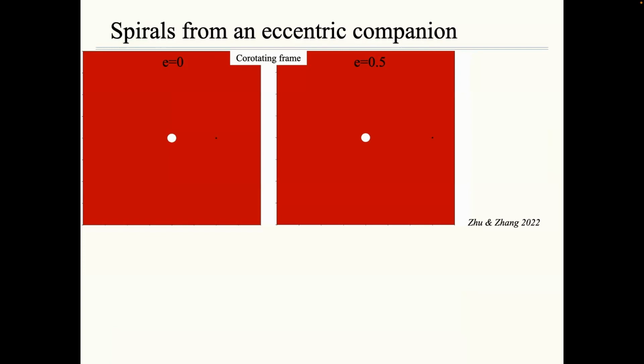So the companion is always here. On the right, we have an eccentric companion, and in the rotating frame of the planet, the companion will look like it is traveling left and right. Okay, so if we play the movie, you can see in the rotating frame, the planet inside these waves. And if it's a circular companion, the waves will coherently add together to form this nice spiral.